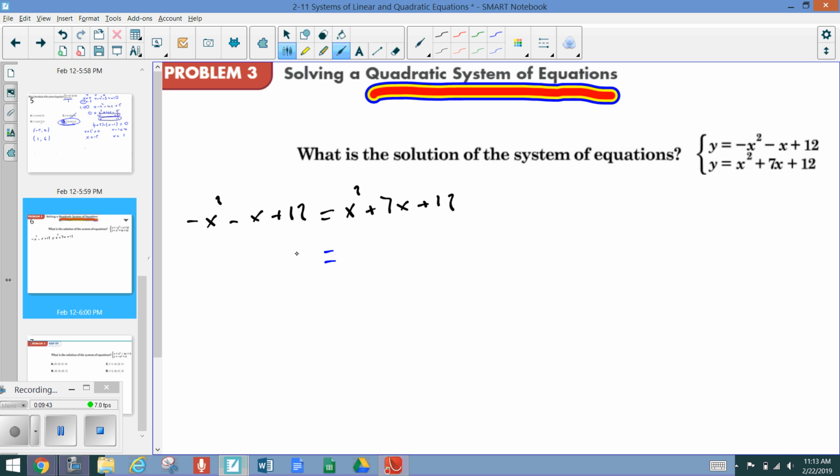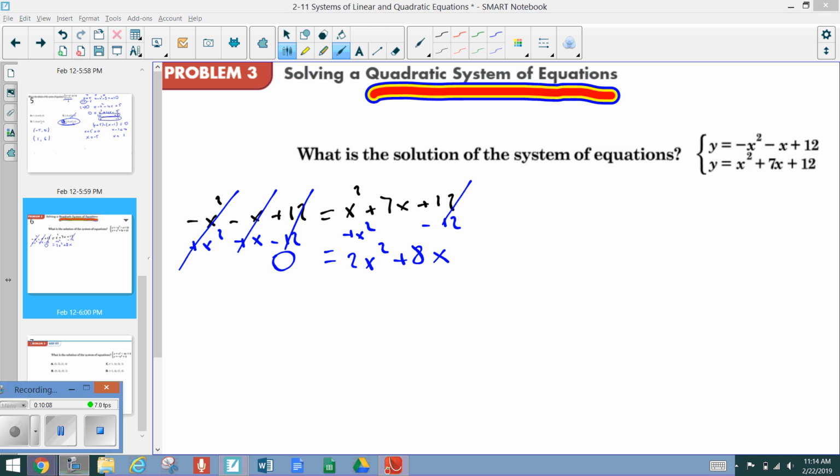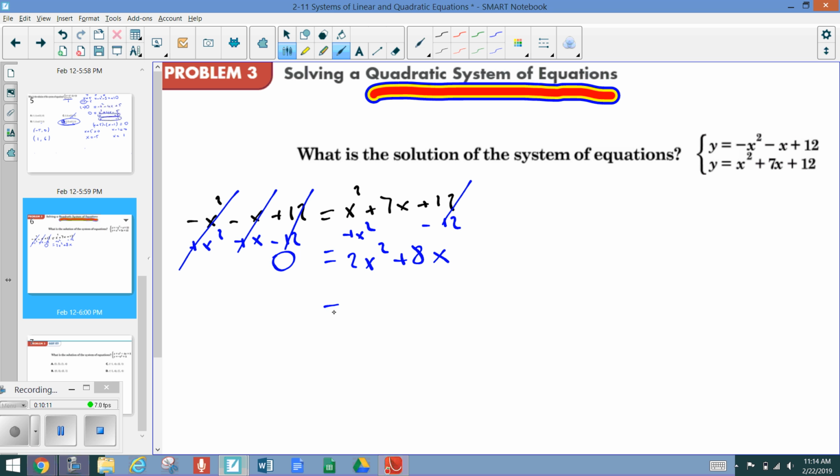So I'm going to add x squared to both sides in order to make this side 0. That makes here 2x squared, and I'm going to add x here. I will add x here. I'm going to subtract 12 here. I will subtract 12 from here. That makes it equal 0. What is the greatest common factor of 2x squared and 8x? 2x is correct. 2x times what makes x squared? X plus 4. 2x squared plus 8x is correct, is equal to 0.